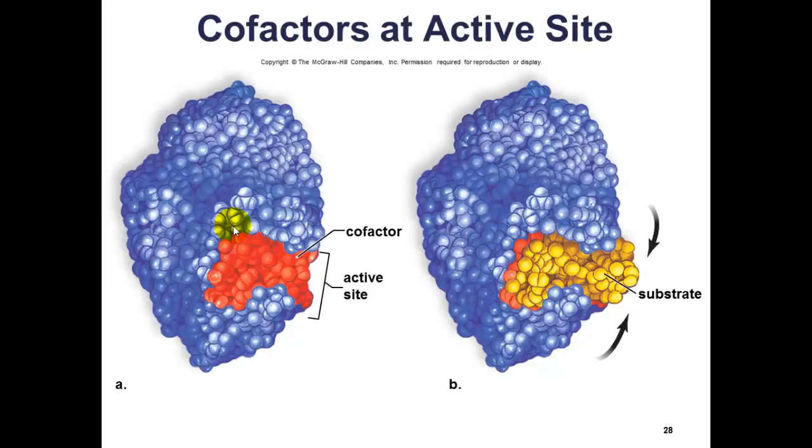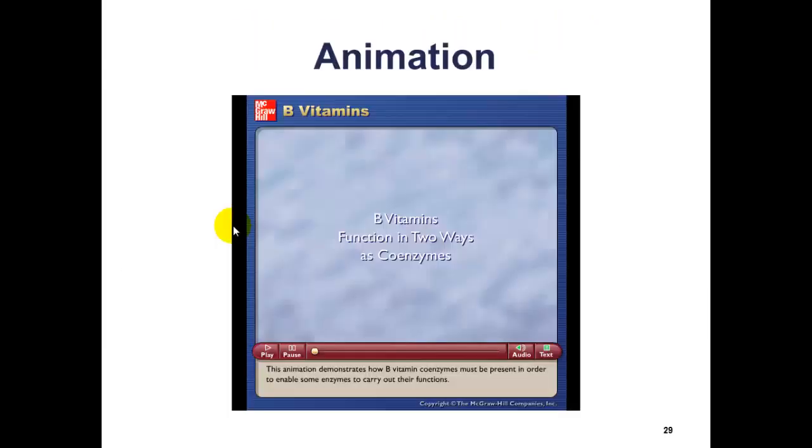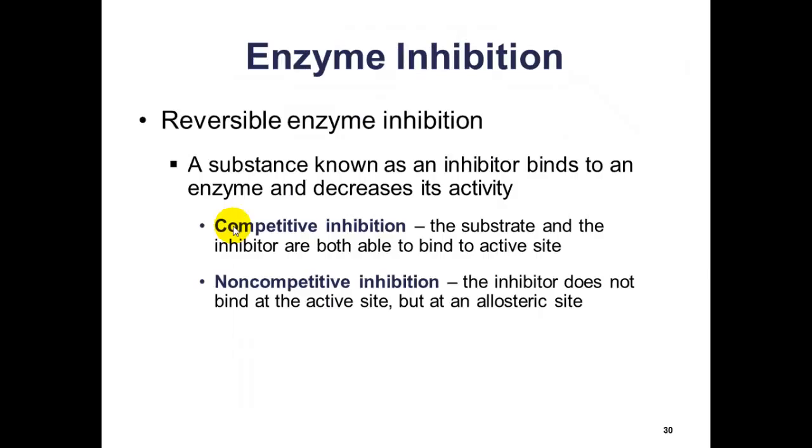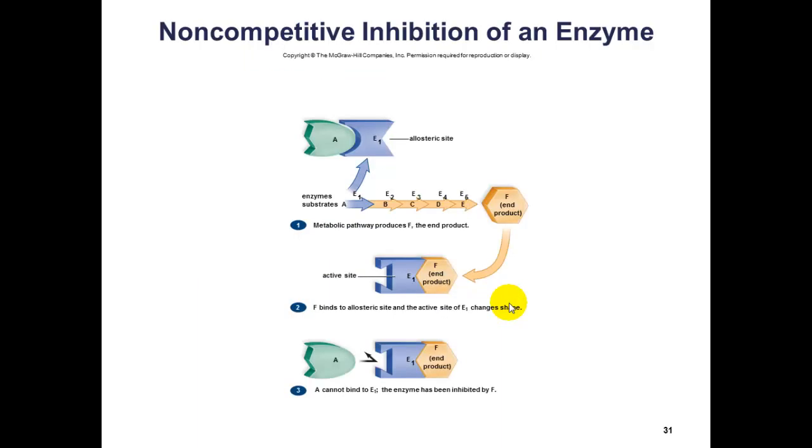You could also have a cofactor bind and change the active site shape so the substrate could not bind and effectively turn the enzyme off. So that's if the cofactor binds to the active site. Non-competitive inhibition is if the cofactor binds to an allosteric site, which is just a different part of the enzyme that's not the active site. So let me show you what I mean. Here's an example of non-competitive, meaning the cofactor does not bind to the active site.